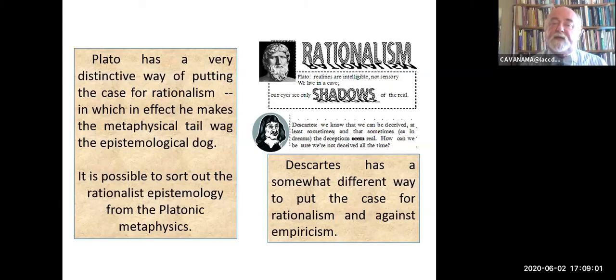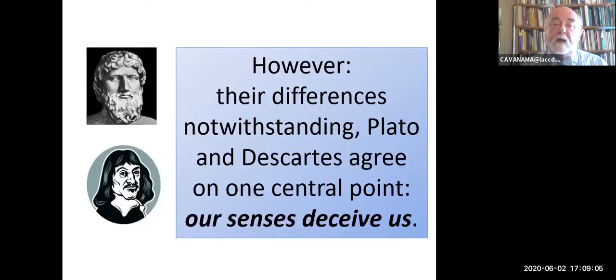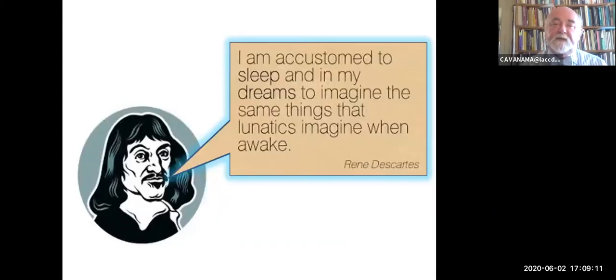Descartes has a somewhat different way to put the case for rationalism and against empiricism. Their differences notwithstanding, though, Plato and Descartes agree on one central point, that is, senses. Our senses deceive us. Descartes uses the example of dreaming. I'm accustomed to sleep and in my dreams to imagine the same things that lunatics imagine when awake.